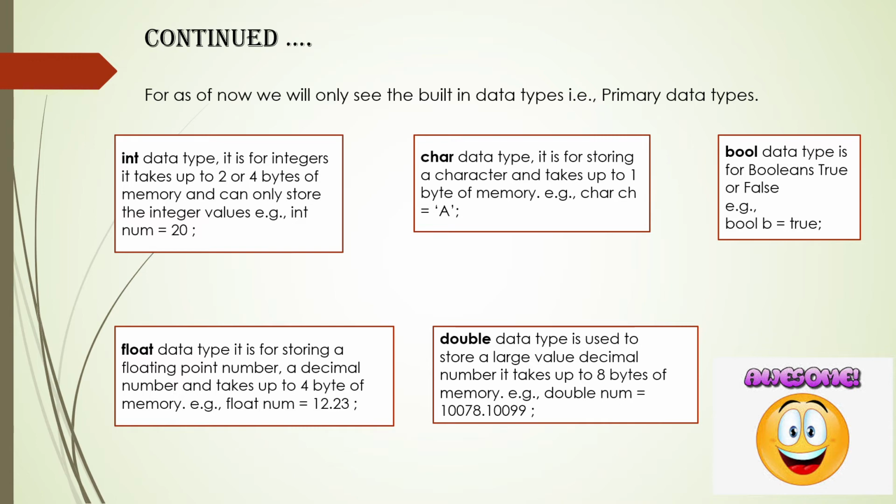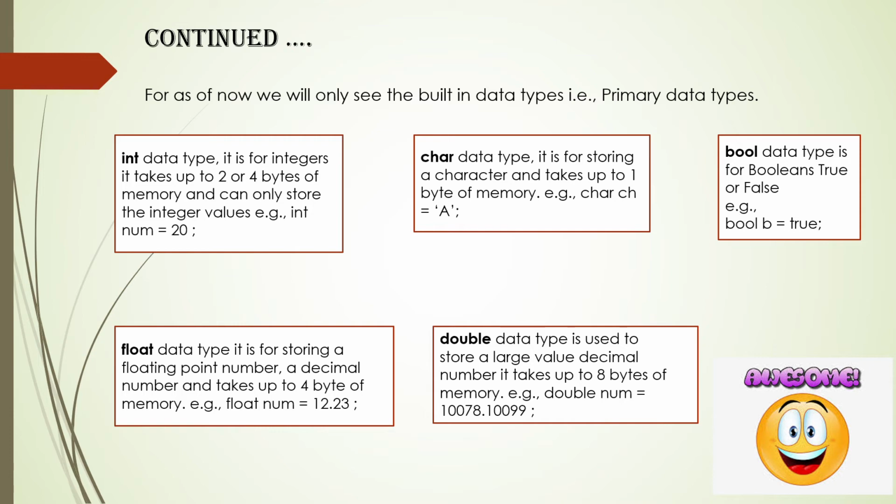And then character data type, char data type, it is for storing a character and takes up to 1 byte of memory. Example, char ch is equals to 'a'. Whenever you are defining character data type, you should mention a character in single quotes only and then semicolon. So here ch is a variable of character type which holds the value a in it. Bool data type is for boolean, true or false. Example, bool b equals to true. Here bool is the data type, b is a variable name which holds true.